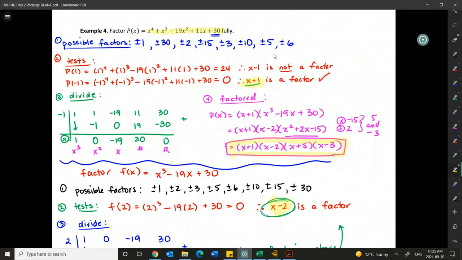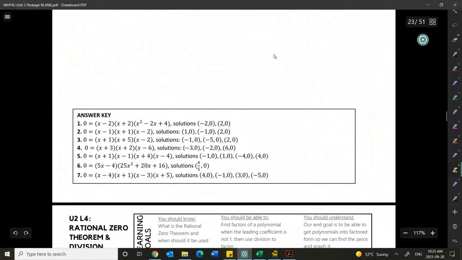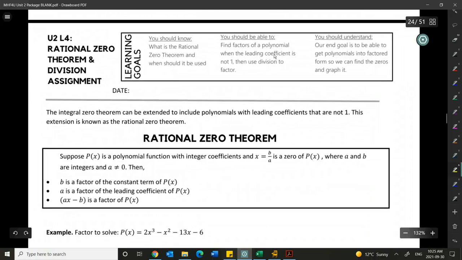Okay, we have one small theorem. This is our last theorem of this unit at the beginning of lesson 4.